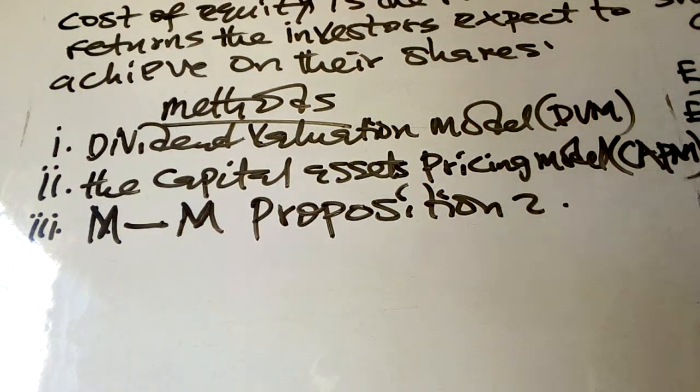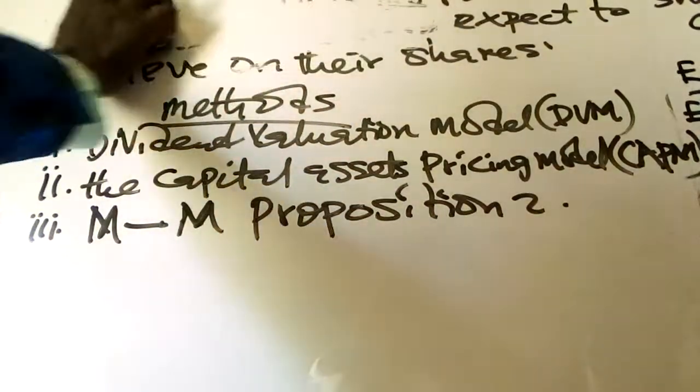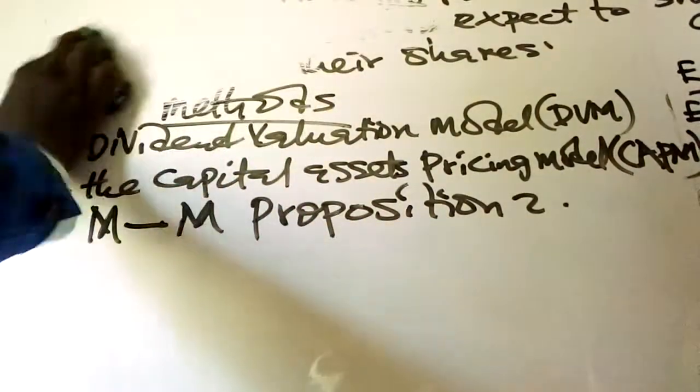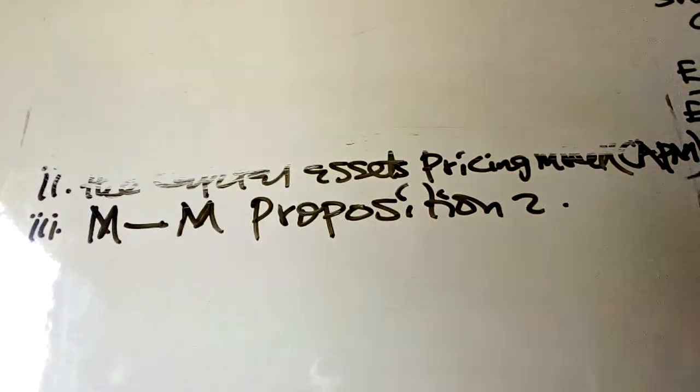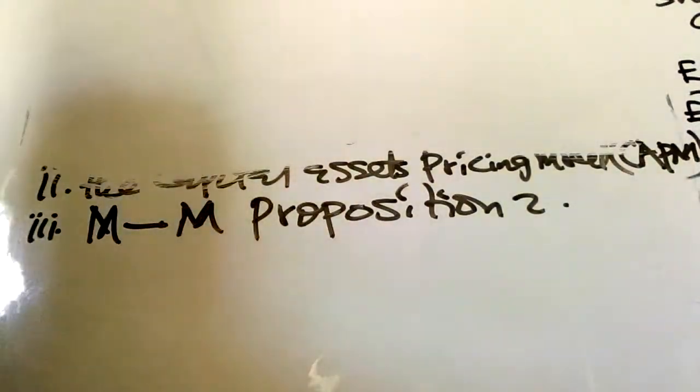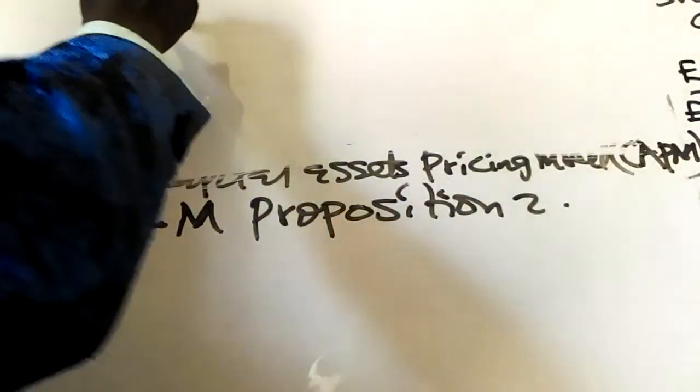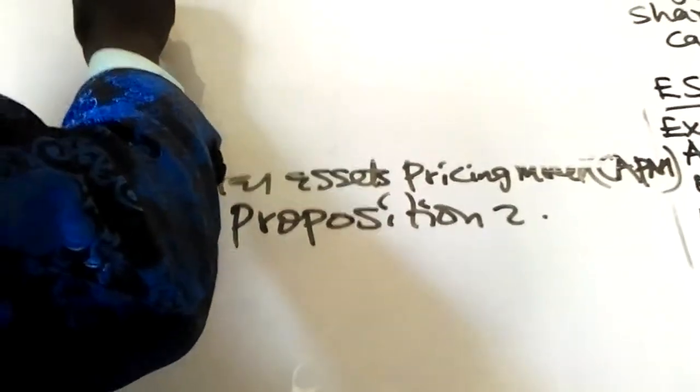The first method of calculating the cost of equity is the dividend valuation model. The second method is the capital asset pricing model. And the third one is M&M proposition 2, Modigliani and Miller proposition 2. I want to discuss now. I want to start with the cost of equity using dividend valuation model.